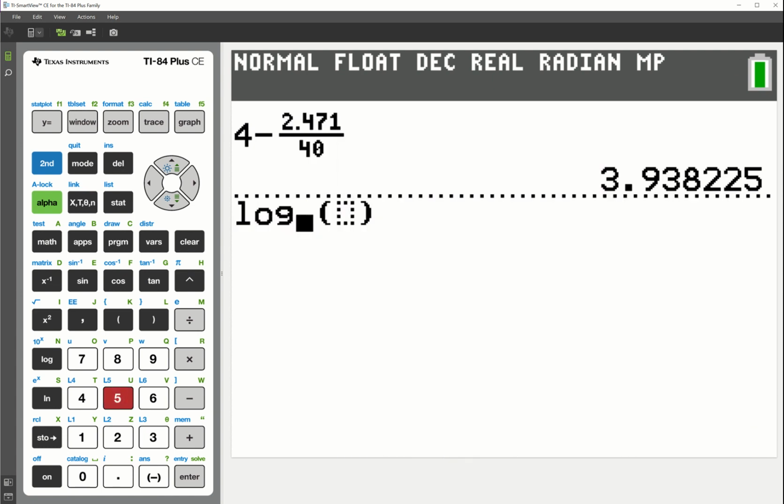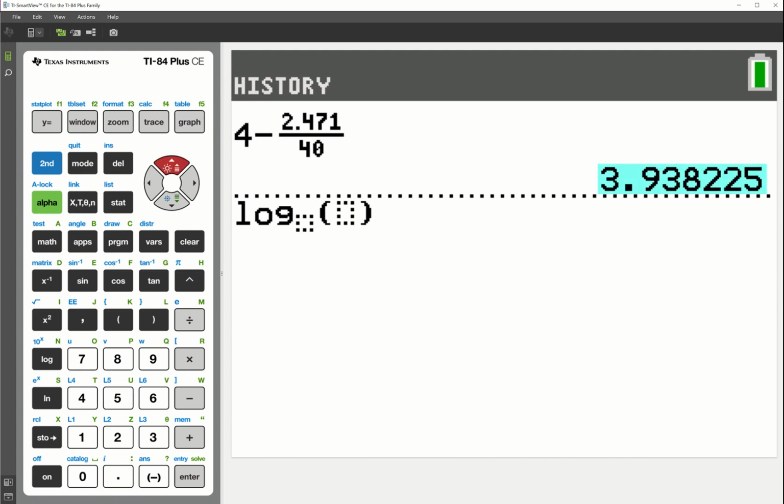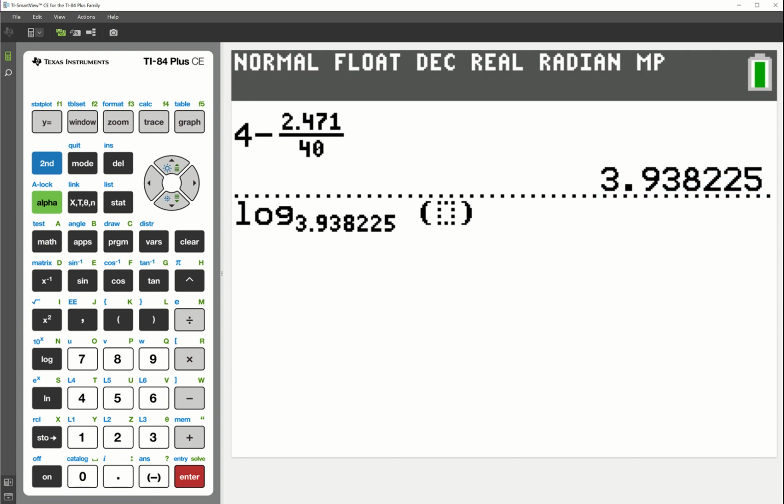And then because I want the base of this log to be my previous answer, what I can do is just simply use my up arrow button to make sure that my previous answer is highlighted, and then I can just press enter to copy it back down to my line here. And so that copies it down into the base of my log because that's where my cursor was when I arrowed up.